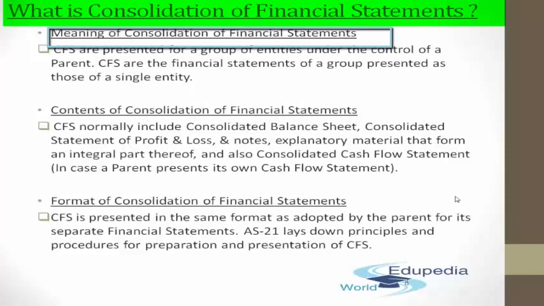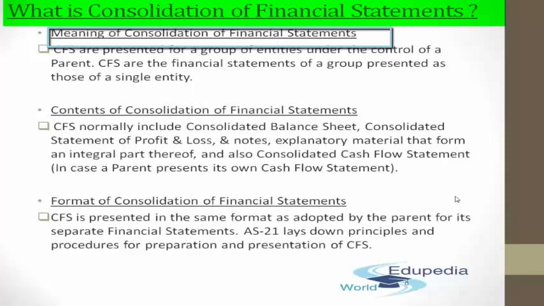Thus, the consolidated financial statements are the financial statements of a group presented as those of a single entity. If I sum up the entire financial statements of all the countries with respect to all the branches, that will be one. If the same thing is considered as one, that will be the consolidated financial statements: the financial statements of a group presented as a single entity's. So that's the meaning of consolidated financial statements.